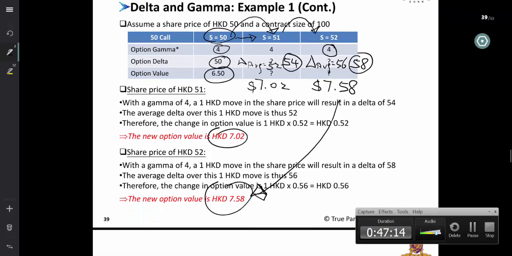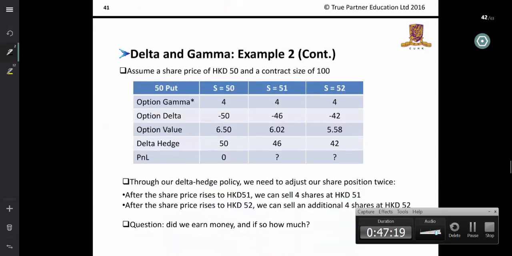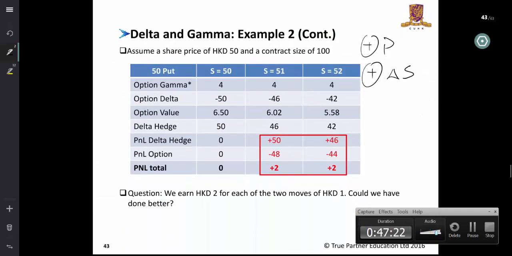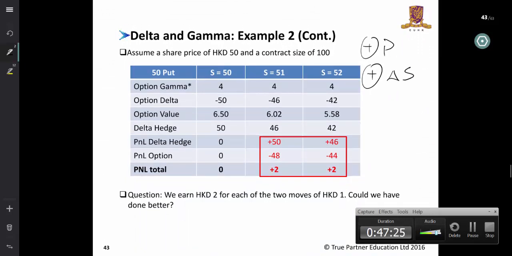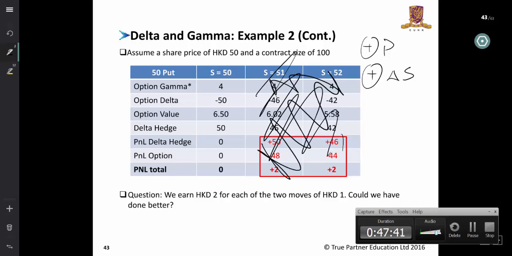So now that we've done that, we can go to this example on page 43, okay? Now, what's going on here is as follows. First of all, don't look at these columns, just ignore them for now. And what you have is a put option, and you are long the put option, all right?